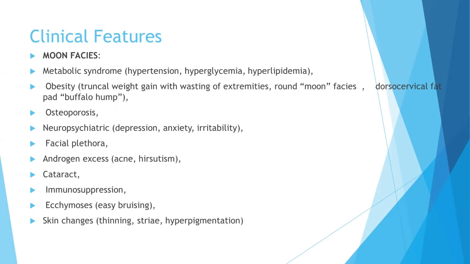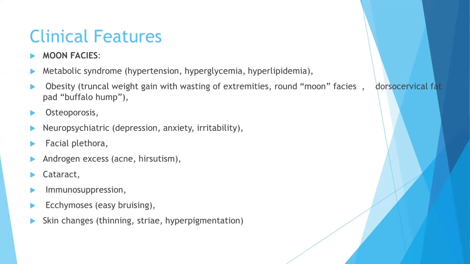Now, the metabolic syndromes are the hypertension, hyperglycemia, and the hyperlipidemia. So, you know that in case of Cushing syndrome, there is increased production of the adrenal gland hormones. So if there is increased production of the glucocorticoids, then the patient will have hyperglycemia, right? Now, the patient generally has obesity. So if there is truncal weight gain with wasting of extremities, and the patient will have rounder moon facies, then that is a typical manifestation of the Cushing syndrome.